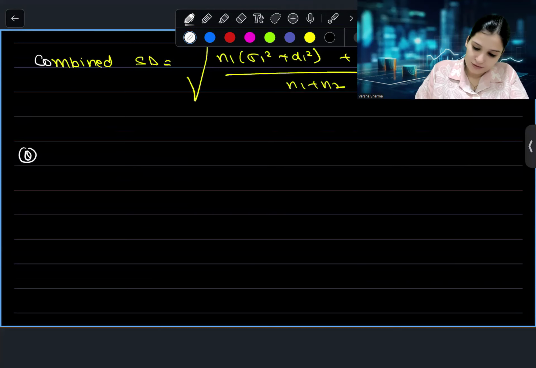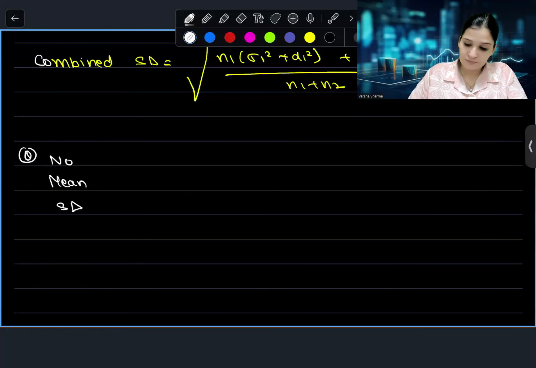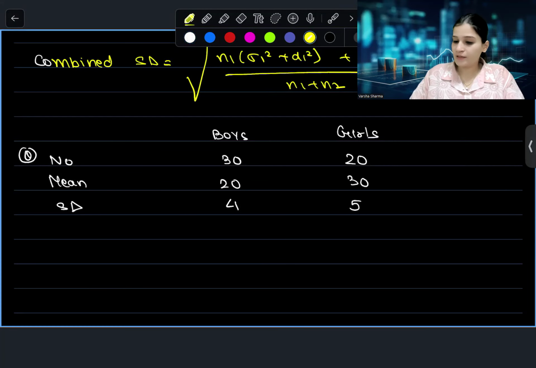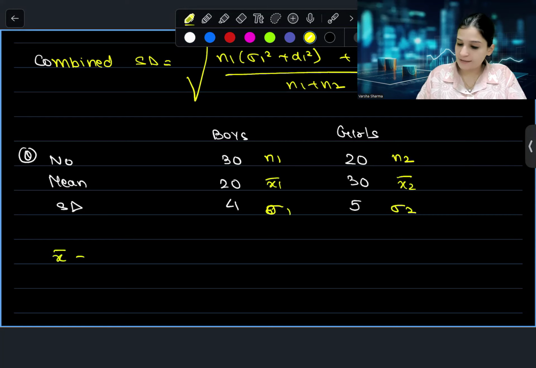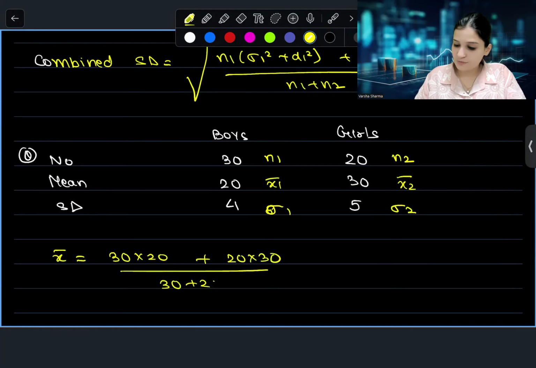Question. Number, mean, standard deviation for boys and for girls. This is N1, this is N2. This is X1 bar, this is X2 bar. This is sigma 1, this is sigma 2. First, find out combined standard deviation. N1 into X1 bar plus N2 into X2 bar by N1 plus N2. Answer.